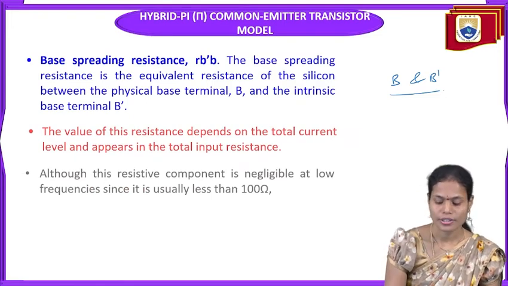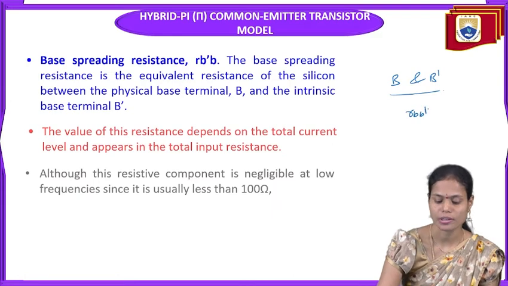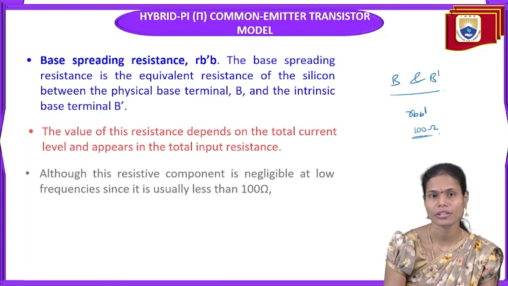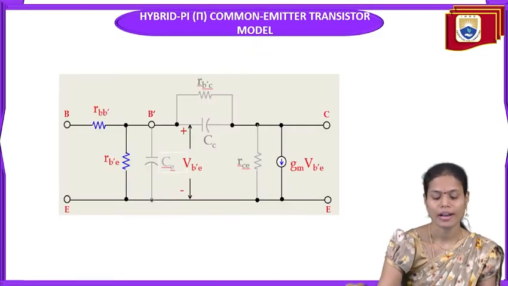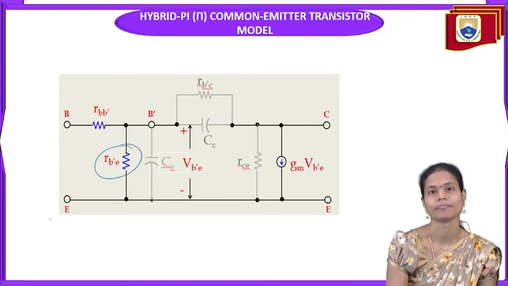And generally this resistance RBB' is negligible. Why? Because at low frequencies this value is less than 100 ohms. It is very small, so we can neglect it at low frequencies. But at high frequencies we need to include this RBB' value. And the next resistance value is RB'E.